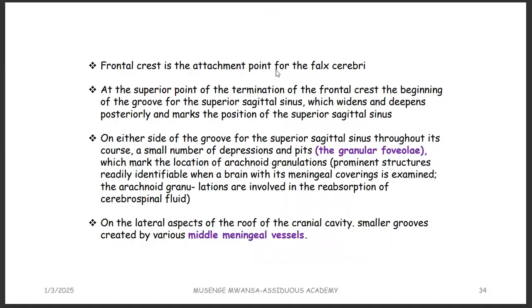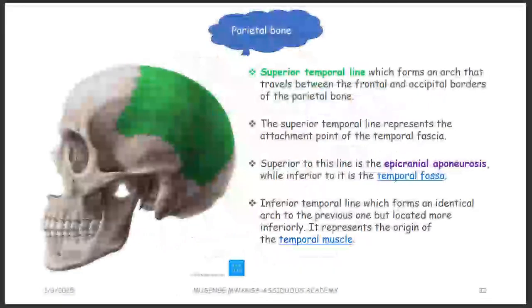Is there any question about the parietal bone? Any question?